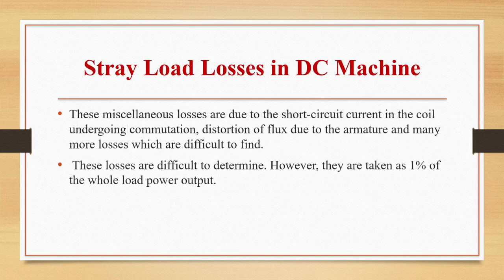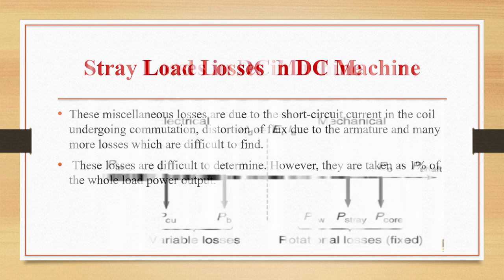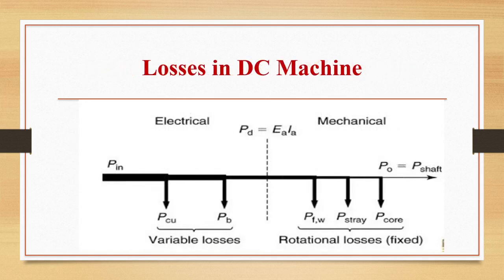Stray losses, apart from these losses, are miscellaneous losses. These are the miscellaneous losses due to the short circuit current in the coil undergoing commutation and distortion of flux due to armature, and many more losses which are difficult to find out. These losses are difficult to determine, and they are taken as 1% of the whole load power output. This is a diagram showing variable losses and fixed losses.